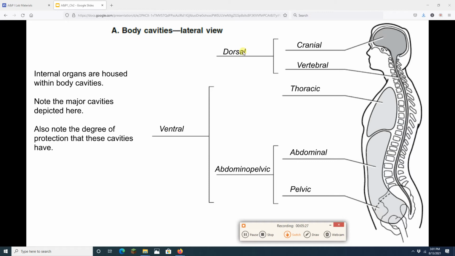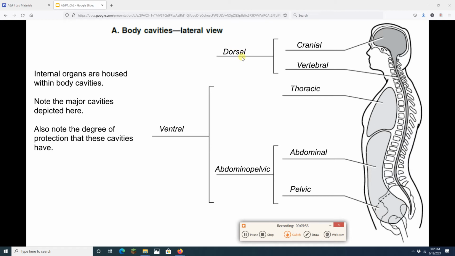So dorsal is going to be composed of a superior part called the cranial cavity, which is in our skull, very well protected. And of course, we're going to find our brain here. And then we've got our vertebral cavity, which runs down through all of our vertebrae, through our vertebral canal, and of course, houses the spinal cord, and we'll find spinal nerves in there as well. So that is our dorsal body cavity.